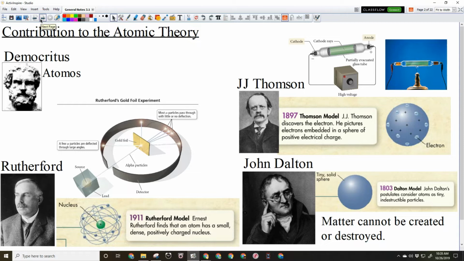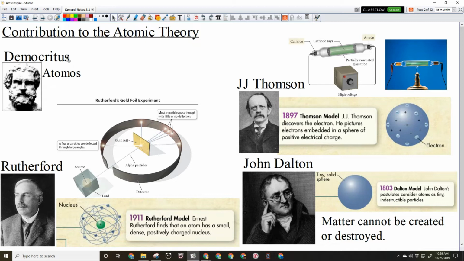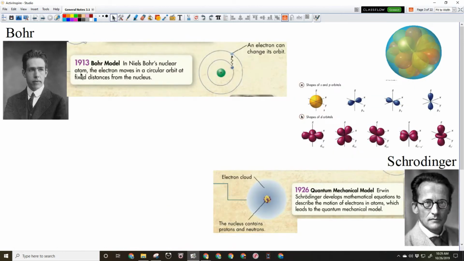All right, so let's review just a little bit about the scientists' contributions to atomic theory. John Dalton came up with the postulates for the atomic theory back in 1803. And then shortly, maybe 94 years later, is when Thomson discovered the electron. Then Rutherford in 1911 discovered the nucleus. Then we have Niels Bohr in 1913, just 2 years after Rutherford discovered the nucleus. 1911, 2 years later, 13.